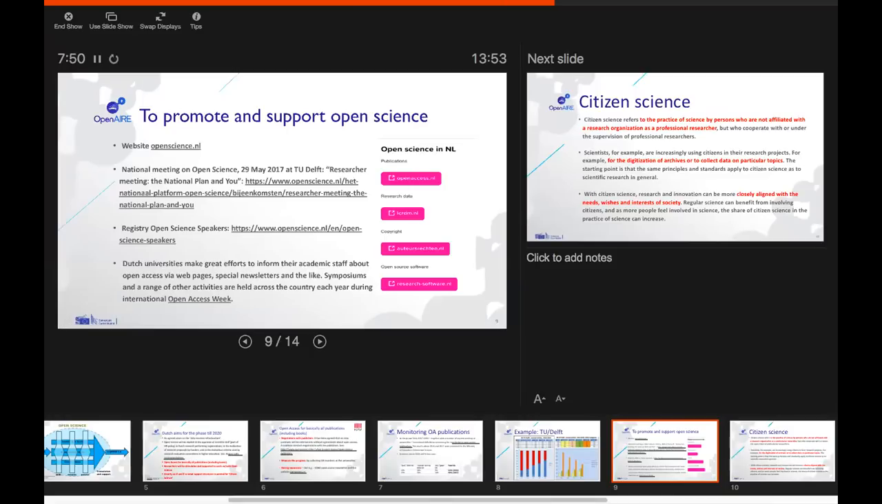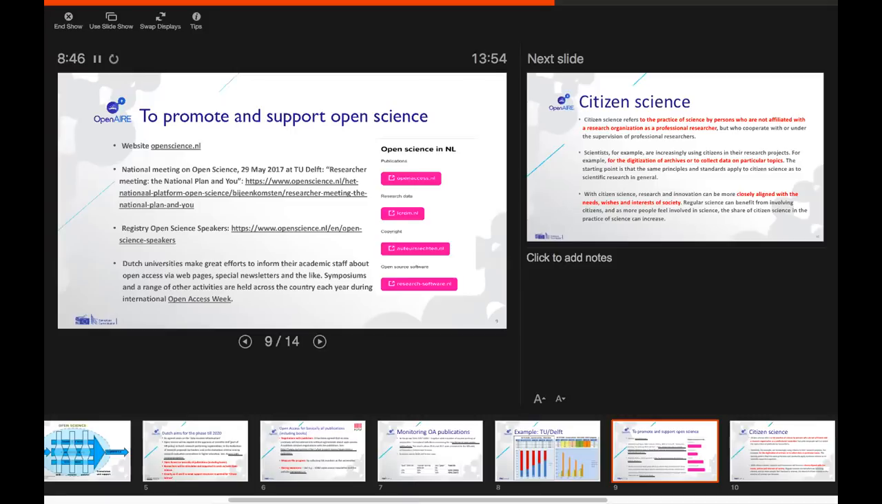One of the themes of the national platform is to promote and support open science. So the website Open Science.nl has been developed, and we decided that on this website there would be information about the national plan Open Science, and that we link the existing websites like the open access website, where there is a lot more information. The platform also organized a national meeting for researchers on open science in May 2017, and the plan is to organize a second meeting at the end of this year or next year. On the website, you can also find the registry of open science speakers, so research organizations can invite speakers at their conferences and at their meetings.